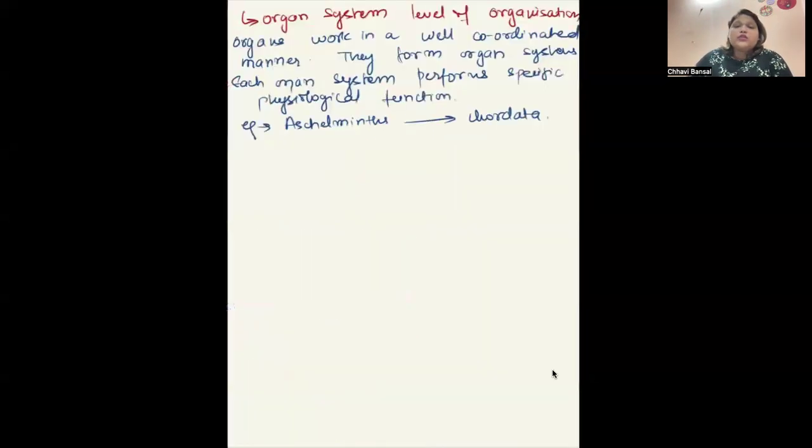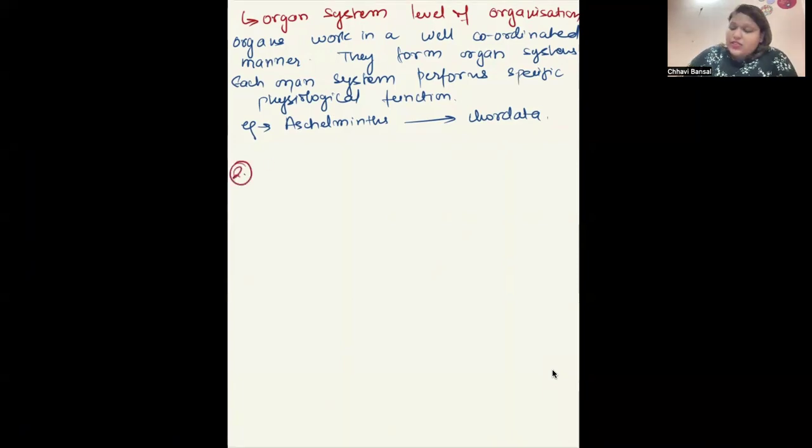The fourth one is organ system level of organization, which is the most complex one, and it is present in all the phylums starting from Aschelminthes to Chordata. In this, the organs are well developed and well coordinated with each other. So they form organ systems, and each organ system performs one physiological function, and that is what organ system level of organization is.